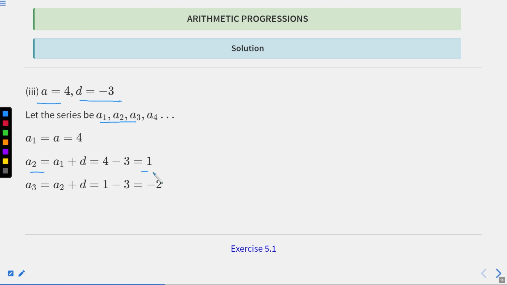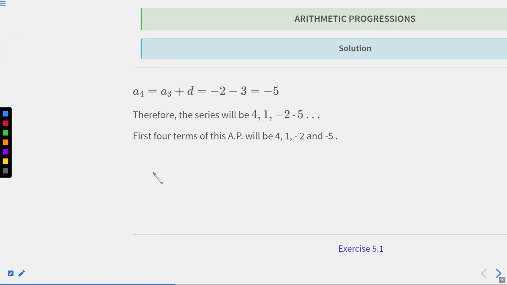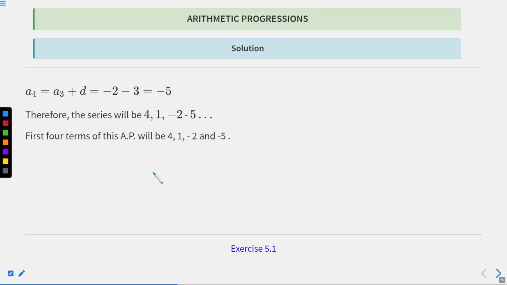Now the value of A3 is equal to A2 plus D, and the value of A2 is equal to 1 and the common difference D is equal to -3. So A3 is equal to 1 minus 3, that is equal to -2. And now A4 is equal to A3 plus D, and we have the value of A3 equal to -2, and the common difference D is equal to -3. So the value of A4 is equal to -2 minus 3, that is equal to -5.